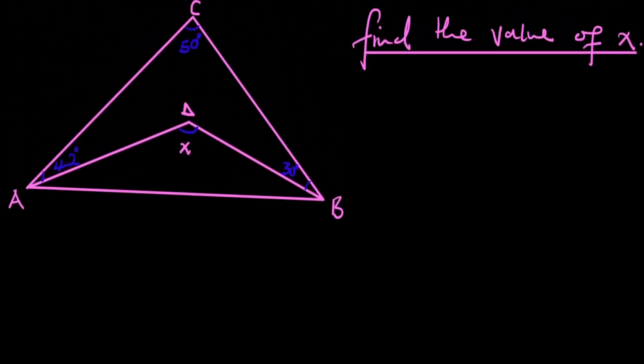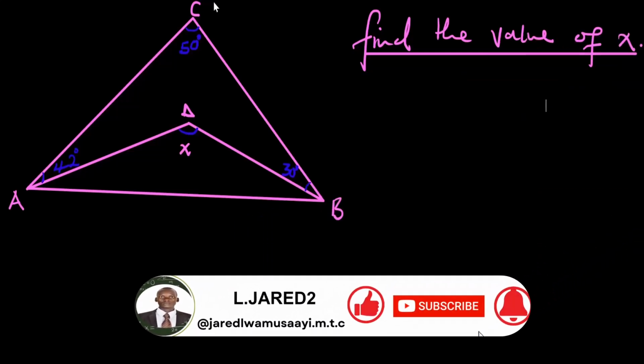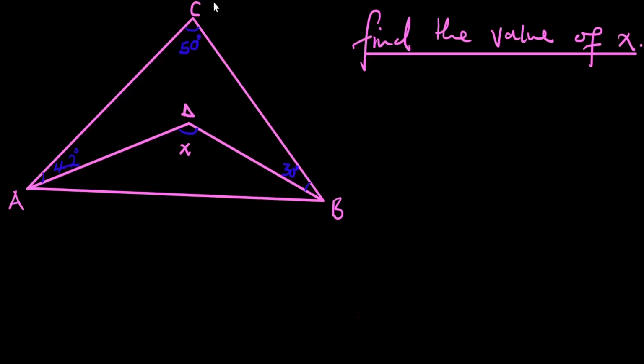Let us see how we can solve for the value of x. You can first pause the video and try it out on your own. We are required to find the value of x. We have the figure here, and we've been given the angles. This is 42 degrees, this is 50 degrees, and then 30. So they want us to find the value of x. Let us have the solution to the question.